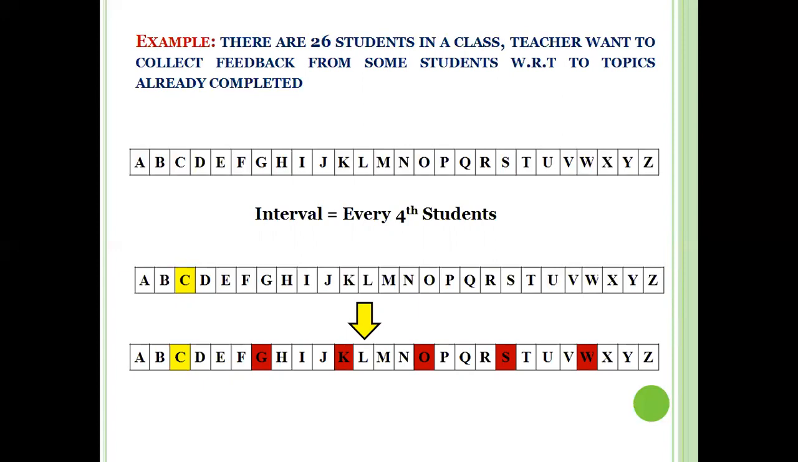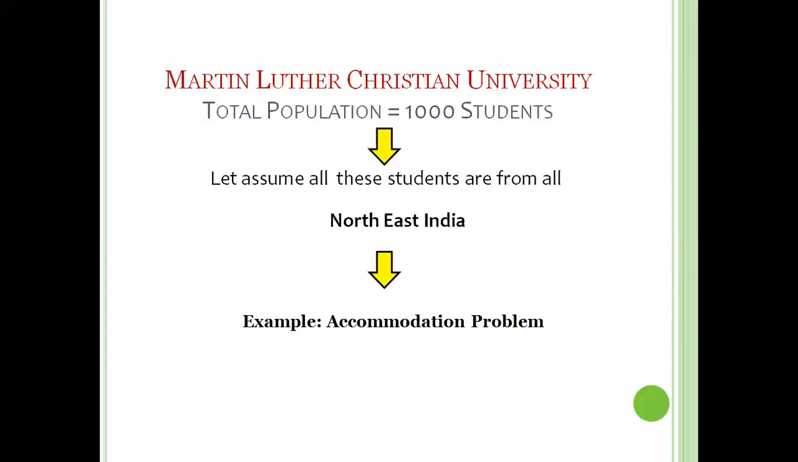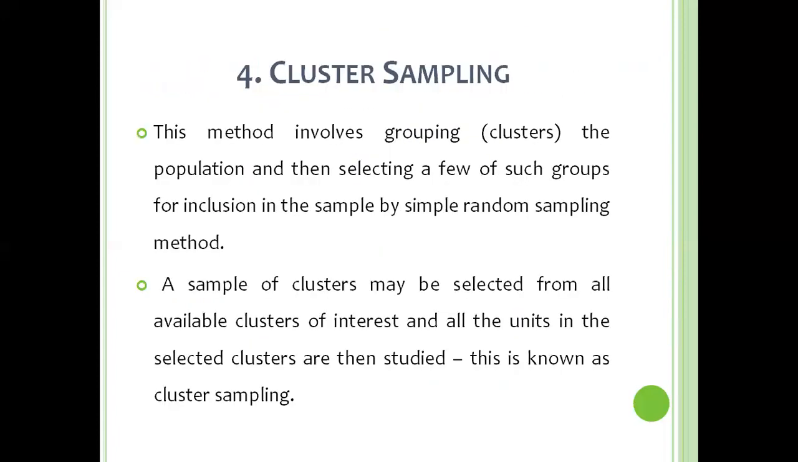And then the teacher will get the information or the feedback from them. So when you carry out such a study, this is known as systematic sampling. All right. So now let's move on to the next type of probability sampling, and that is called cluster sampling.